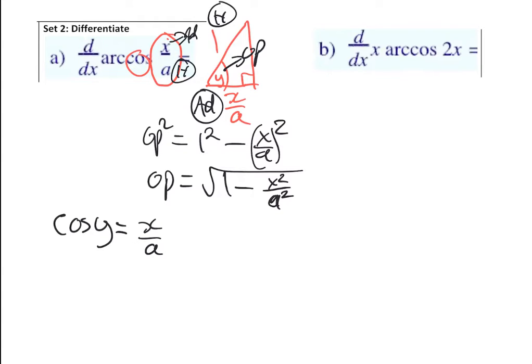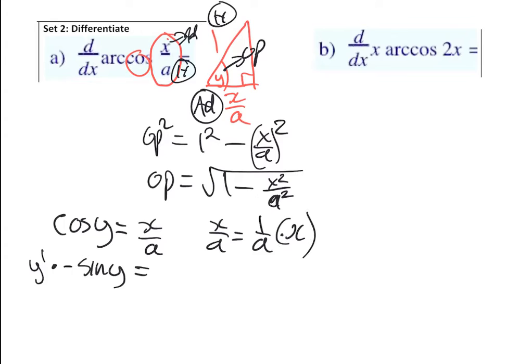Now let's differentiate both sides. The derivative of cos y is going to be y prime multiplied by negative sine y. And that's going to equal, you know what? X over a just equals 1 over a multiplied by x. So that's like a straight line, right? We think of that as a fraction, but it's actually 1 over a multiplied by x. So the derivative is 1 over a. Okay, so now I need to isolate by dividing both sides by sine y.